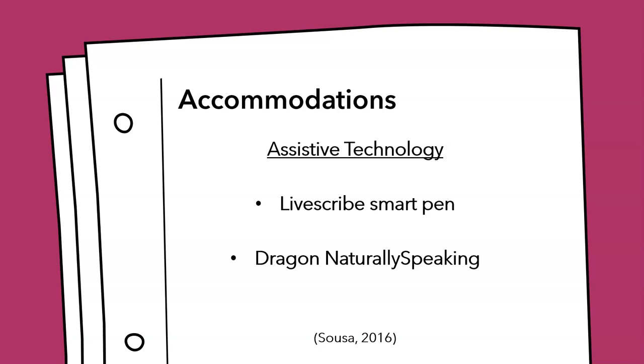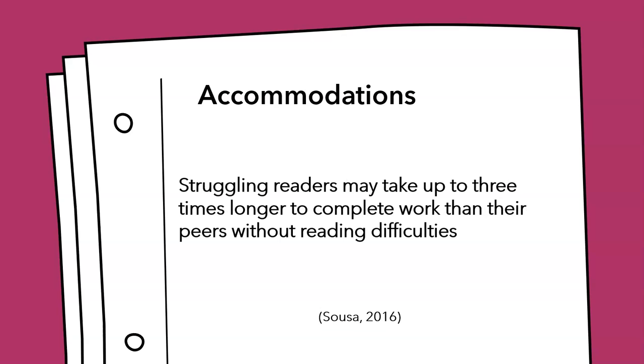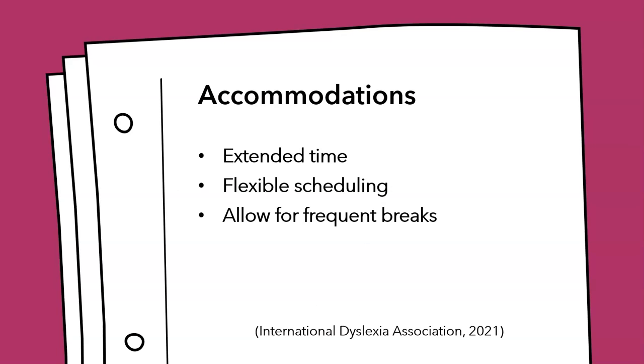There's a speech recognition program called Dragon NaturallySpeaking that can help students who have limitations in typing or writing, as well as those who have trouble finding the right words to say. To help students with writing, we can provide sentence starters that give them guidance in how they should begin a written response. And remember that struggling readers may take up to 3 times longer to complete their work than their peers without reading difficulties. So allow students extended time for tests and assignments.